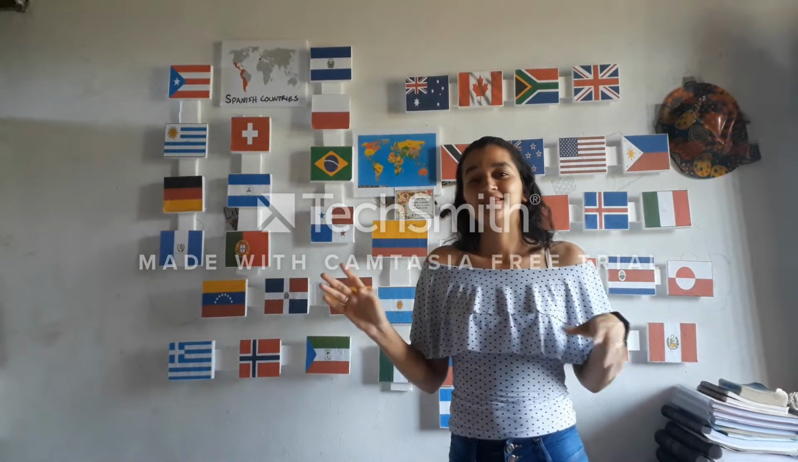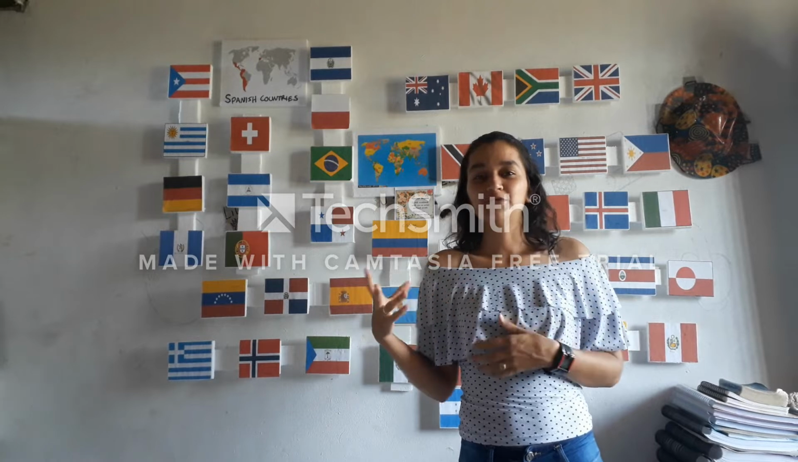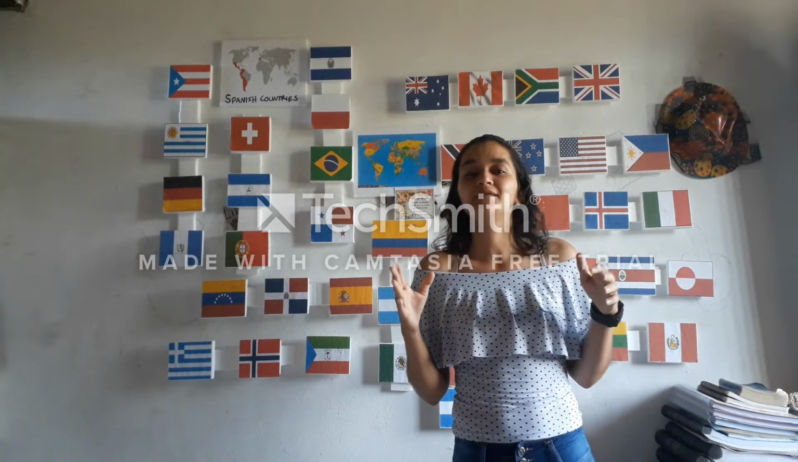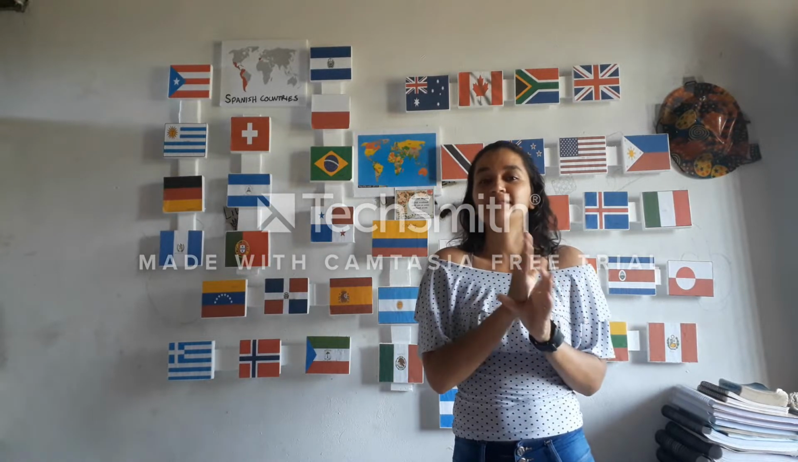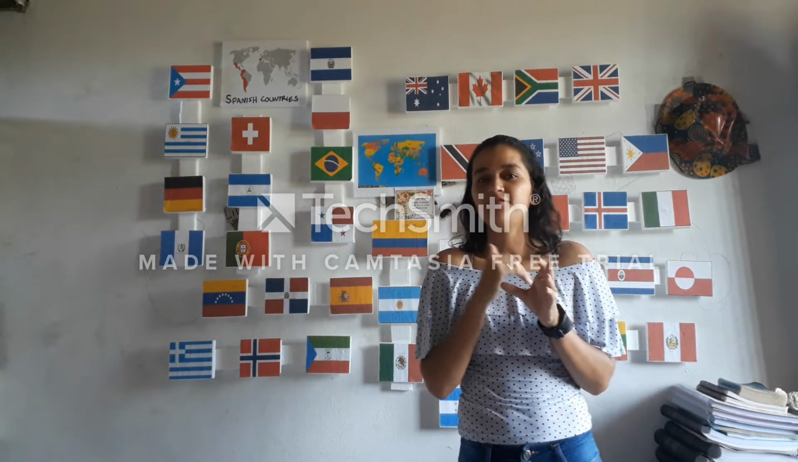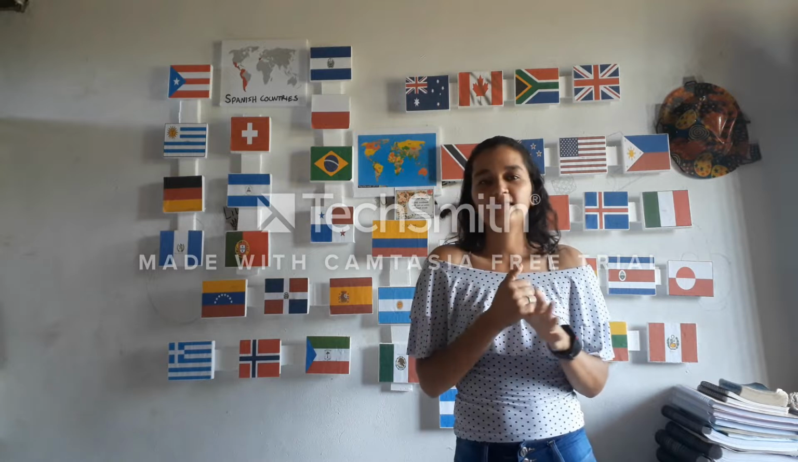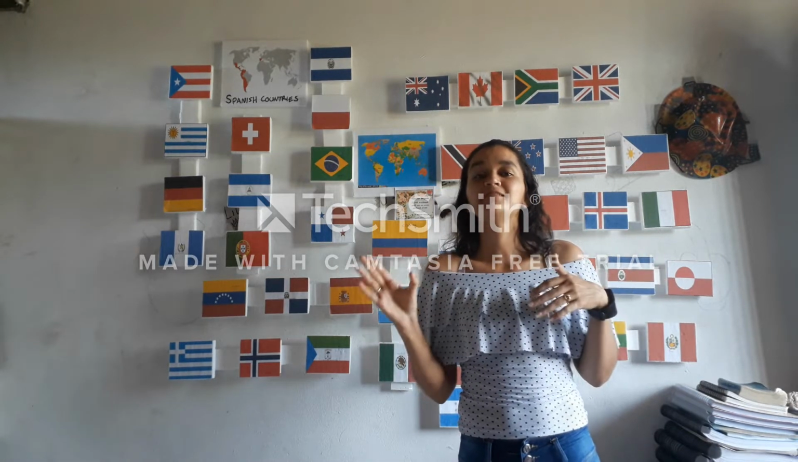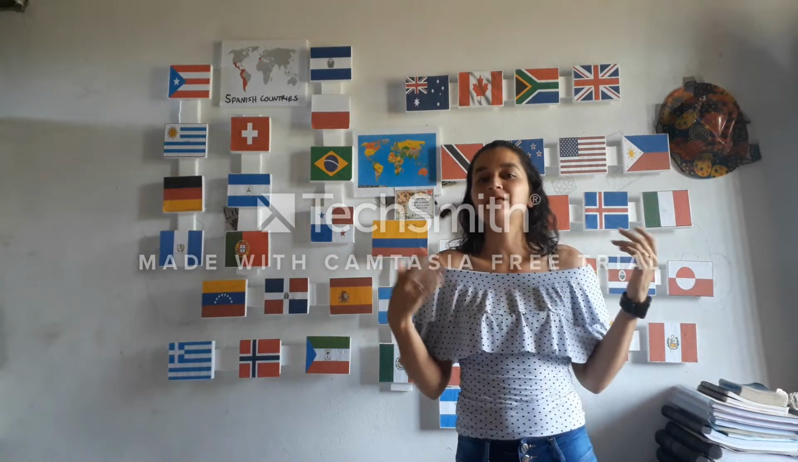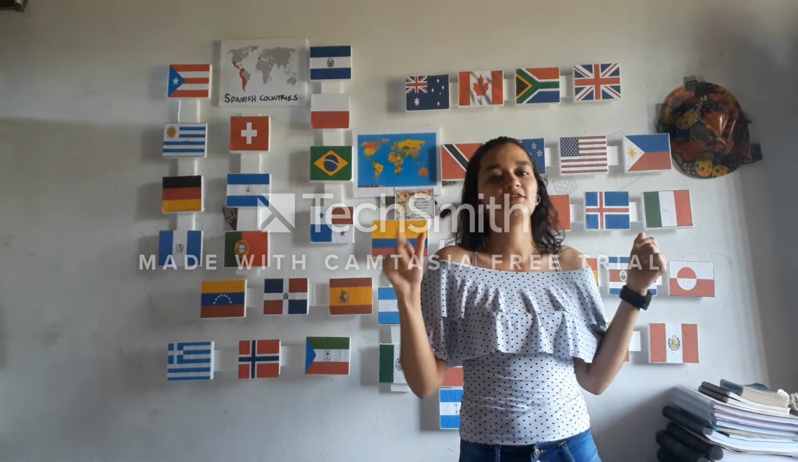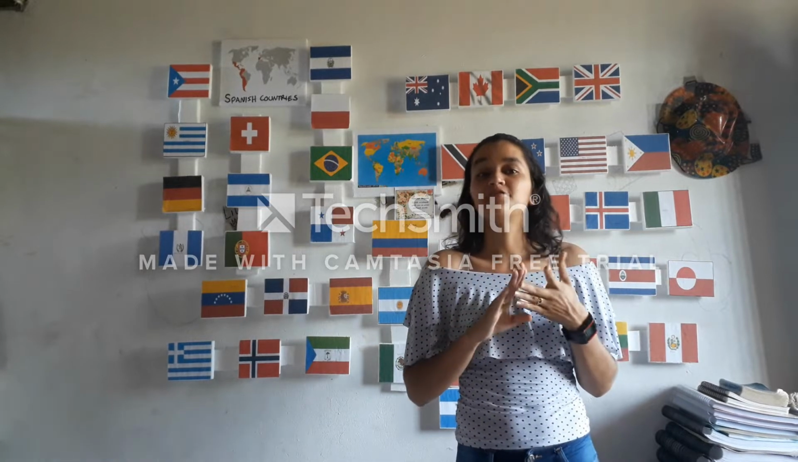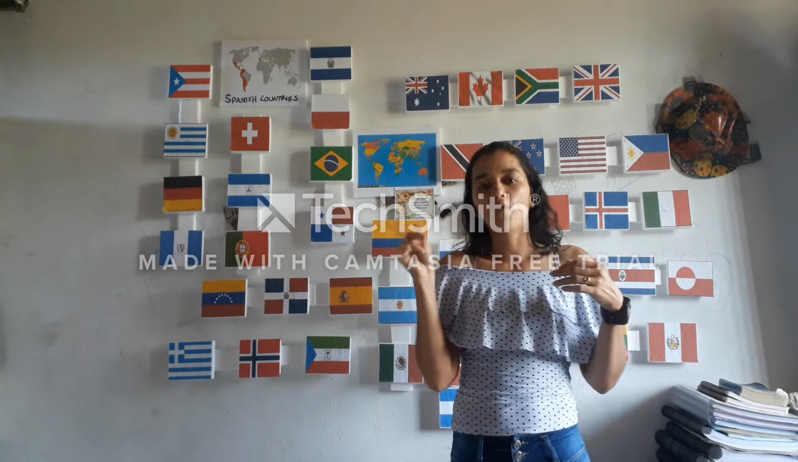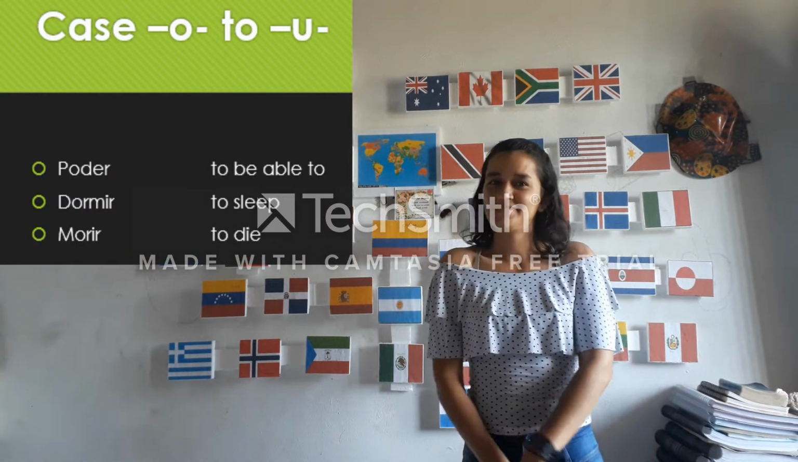Now, there are some verbs that are irregular in these two endings, er or ear. Okay, so what we're going to do is change a vowel in the stem or in the middle of the verb and just add the same ending iendo. Okay, so this is similar to the things that happen in the present indicative. Don't forget about the video. So the first case is that we're going to change the O to U in these verbs.